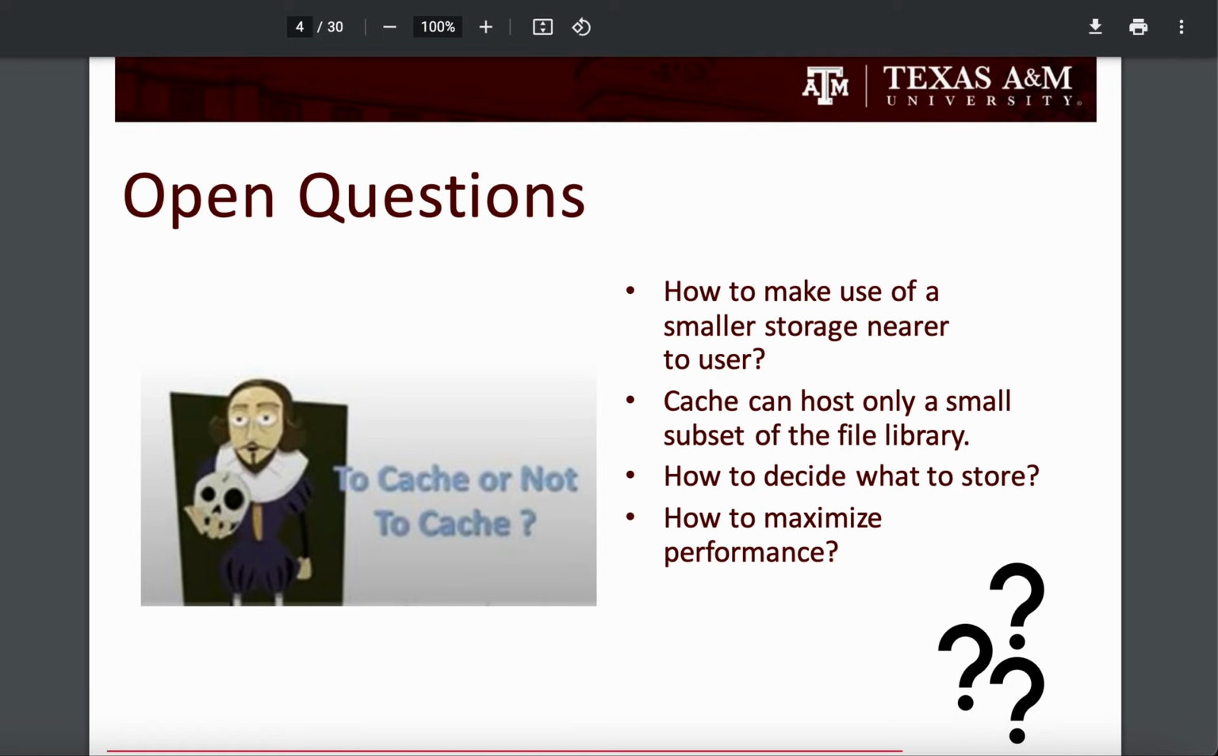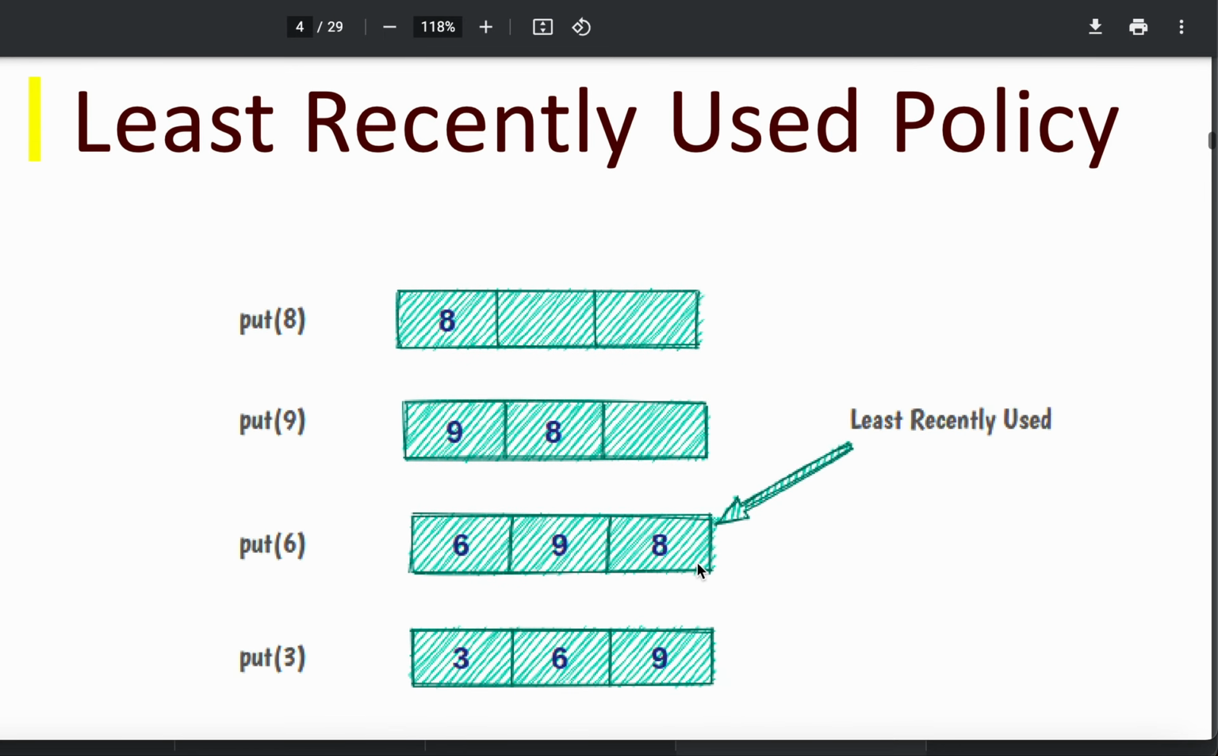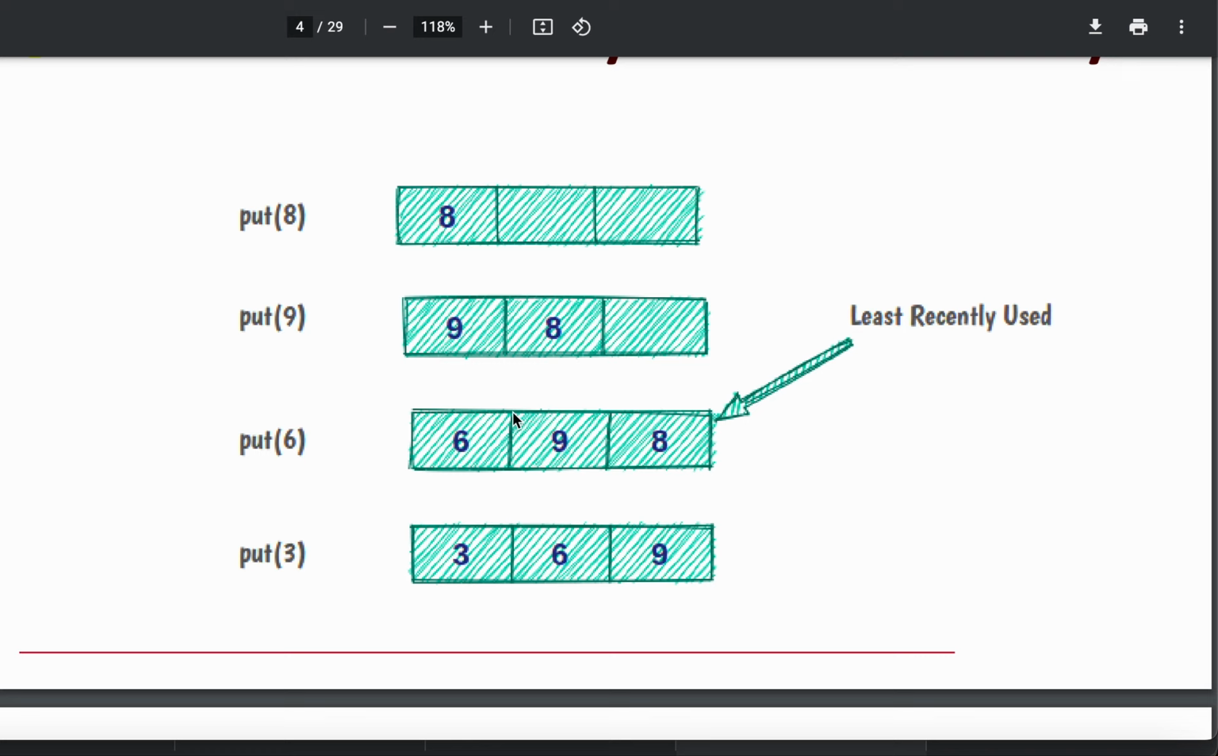One of the most common and intuitive policies is the least recently used caching policy. The idea is very simple. You have a cache. You're going to cache the items that have been seen most recently, and you're going to evict the items that were seen much previously. In this case, we can see that eventually 8 gets popped when 3 was requested.